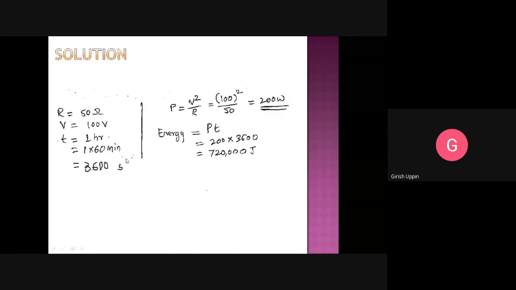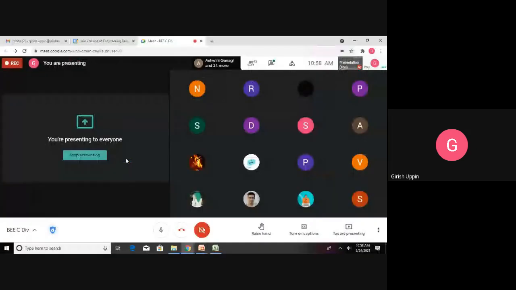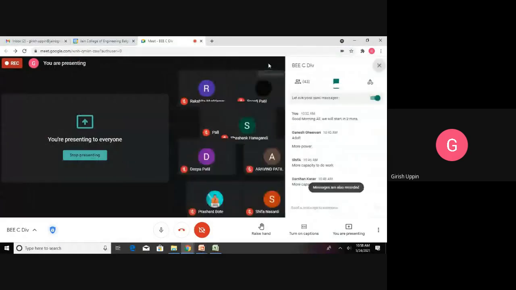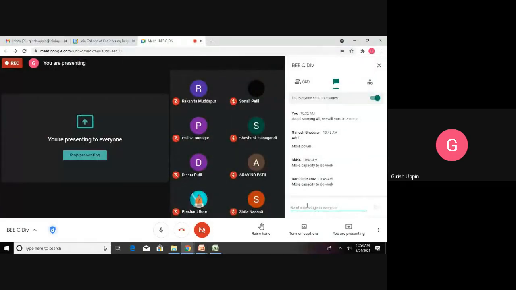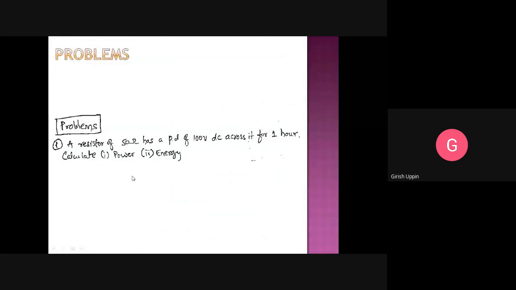What is the equation of the power? Voltage into current, right? V into I. And what are the other forms of the power? I square R or V square divided by R. So we have 100 volt, V is given, R is given. So P is equal to V square divided by R. So how much is the power? Anybody?